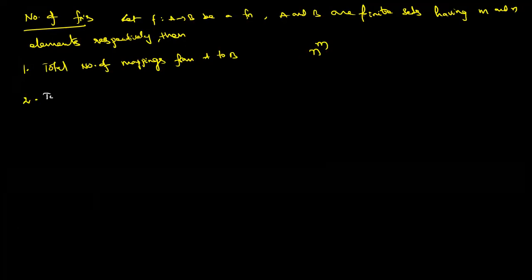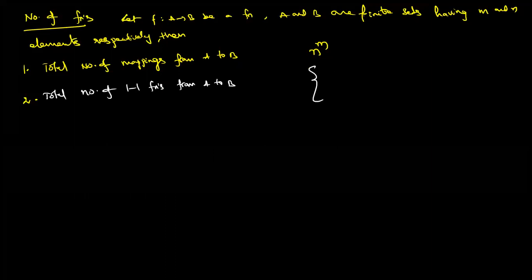Total number of one-one functions from A to B. A to B is fixed, dear students. What is the result coming? See, nPm where n is greater than or equal to m, and 0 where n is less than m. So I'm writing nPm, I will write. 3.